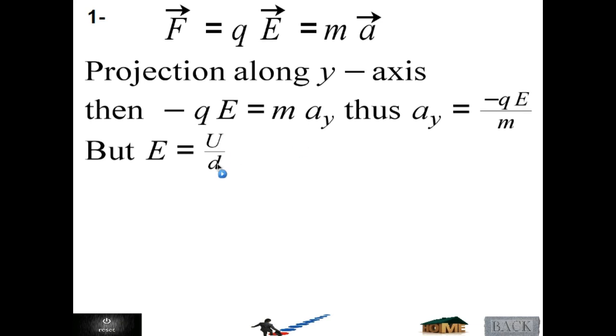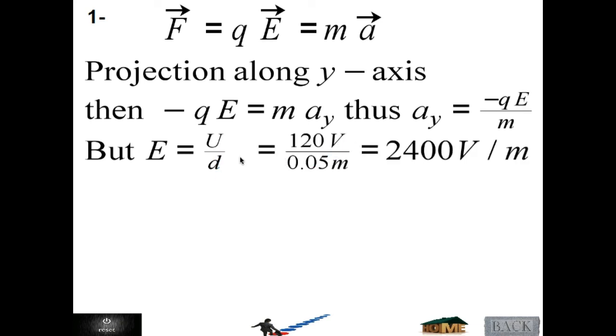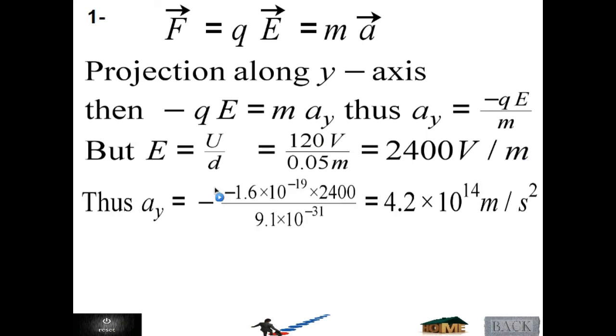Let us calculate E. E equals U over D. The voltage is 120 volt and the distance is 5 centimeter, which is 0.05 meter. Then the electric field is 2400 volt per meter. Let us calculate ay. So ay equals minus, Q is an electron, so minus 1.6 times 10 to the power minus 19 times 2400 for the electric field over 9.1 times 10 to the power minus 31, the mass of the electron. And the answer is 4.2 times 10 to the power 14 meter per second squared. So we can write now the vector of the acceleration.